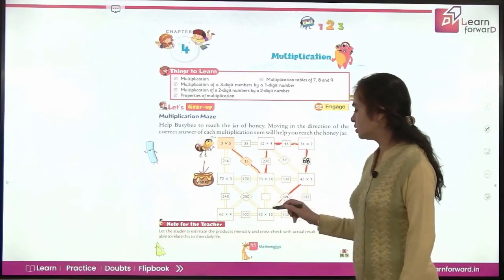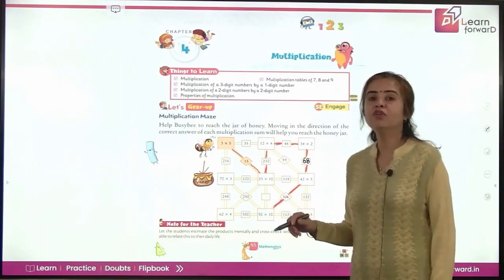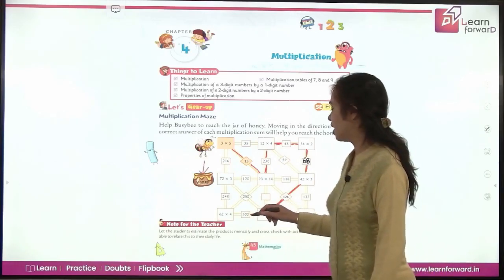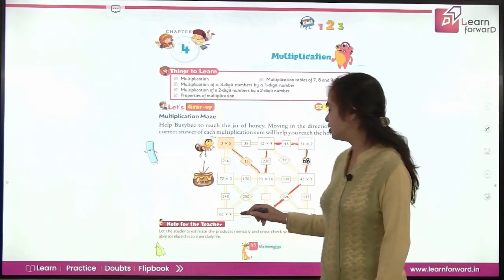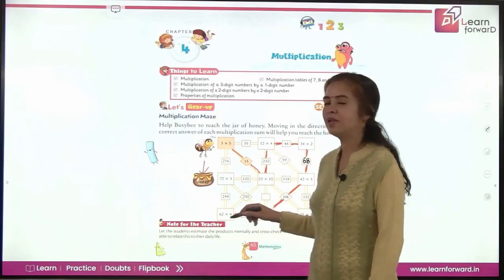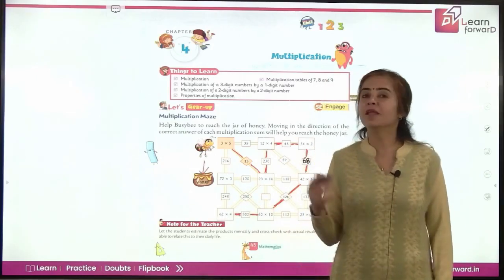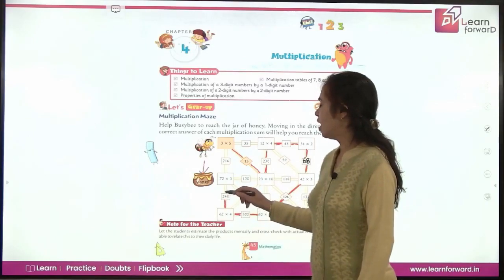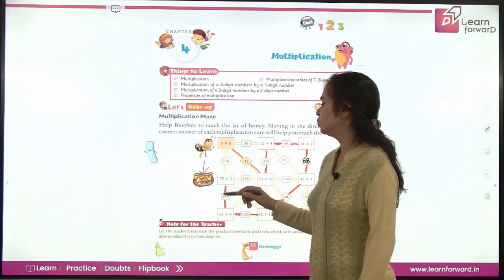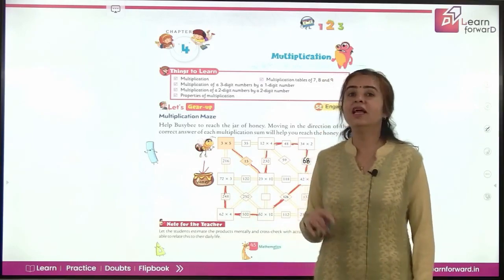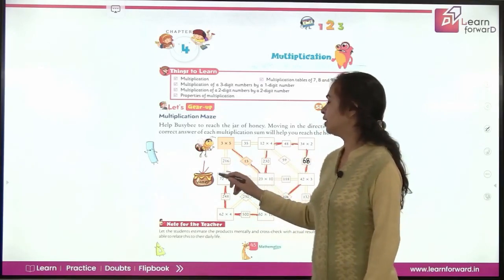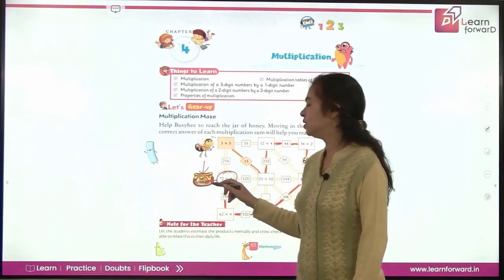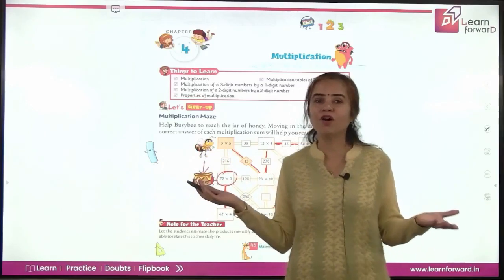Now 126 leads you to another sum. 50 times 10 is 500. So here you get the answer. This 500 leads you to still another multiplication, 62 times 4. What is it? It is 248. Perfect. Now this leads you to 72 times 3. And how much is it? It is 216. But then you have reached your target and helped busy bee reach its pot of honey.